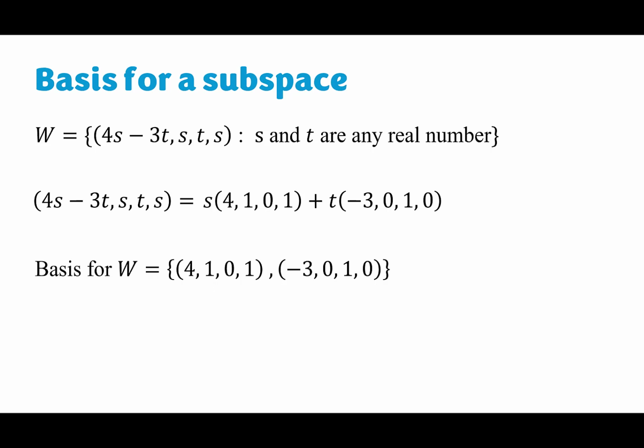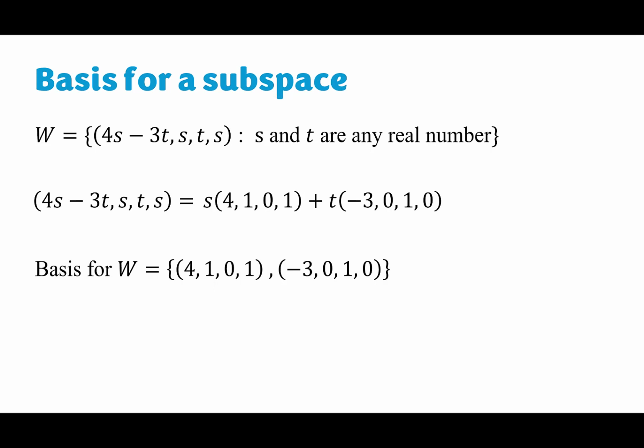And it was definitely spanning W, because of the way we just decomposed the original vector into 2 parts. We can just recombine them to see that it gives us the original vector, the way it was described, by just scaling and adding up those vectors. You do get back to 4s minus 3t, s, t, and s as each of those elements in the vector. All right, so those 2 vectors are a basis for that subspace. Those 2 vectors represent the subspace.